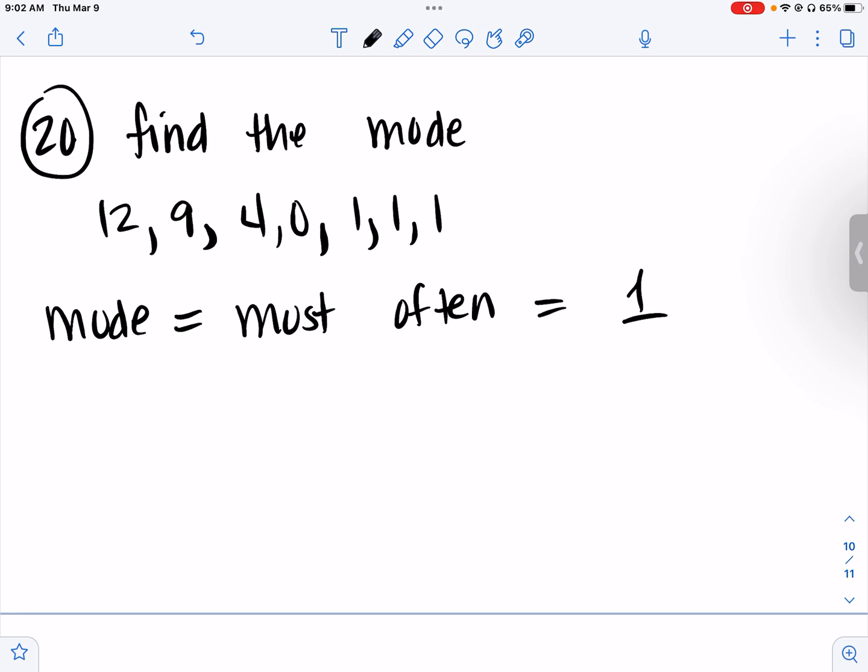And that's the end of our review. The exam will be very similar to this. 20 questions, and it will be the same type of questions, just different numbers.